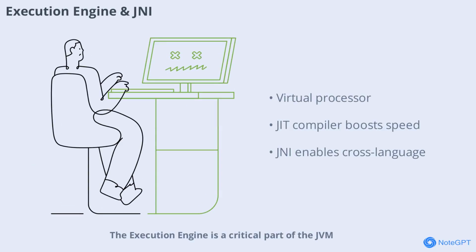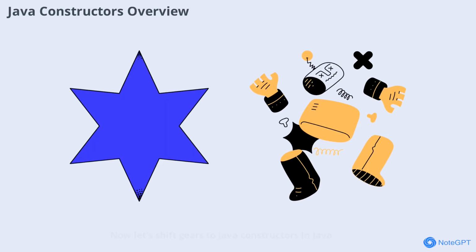Execution engine is a critical part of the JVM. It acts like a virtual processor interpreting and executing instructions. It also includes the just-in-time or JIT compiler, which translates bytecode into native machine code for faster execution. Another important component is the Java Native Interface or JNI. JNI allows Java to interact with applications written in other languages like C or C++. This is how Java can send output to the console or interact with operating system libraries, making it a versatile language for many applications. Now let's shift gears to Java constructors.